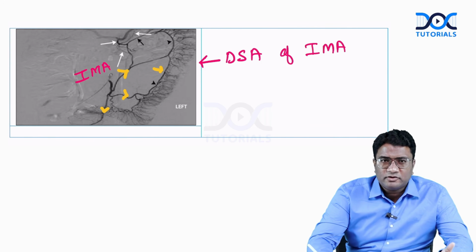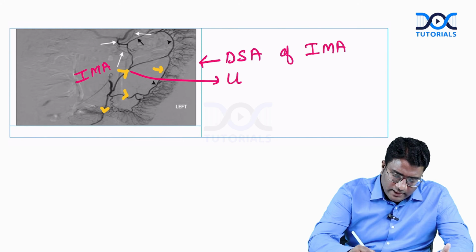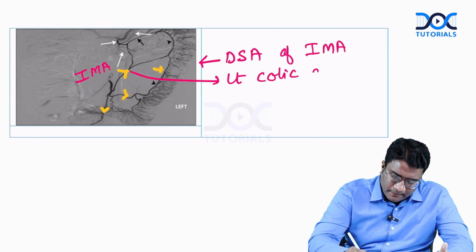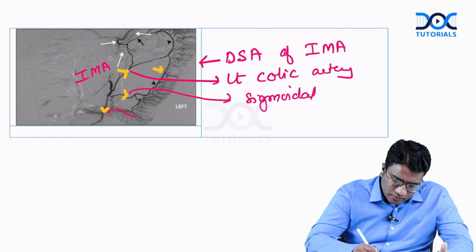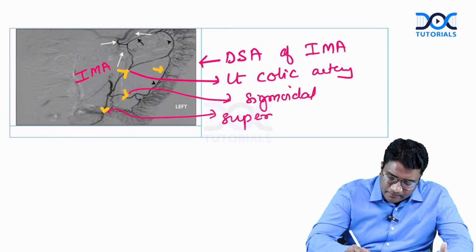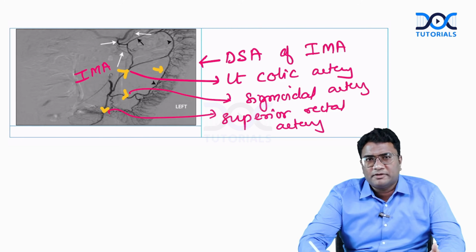And what are the branches of the inferior mesenteric artery? You get a left colic artery, you get a sigmoidal artery, and you also get a superior rectal artery. These are branches of the inferior mesenteric artery.